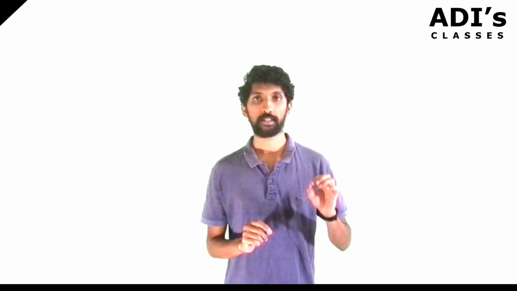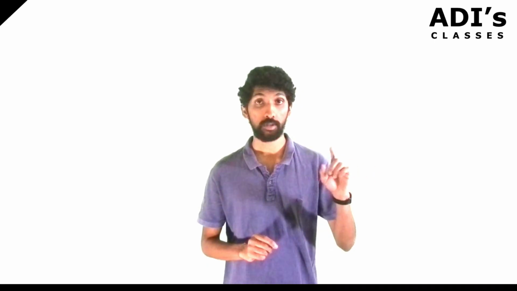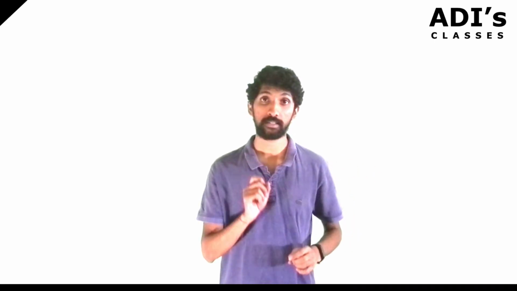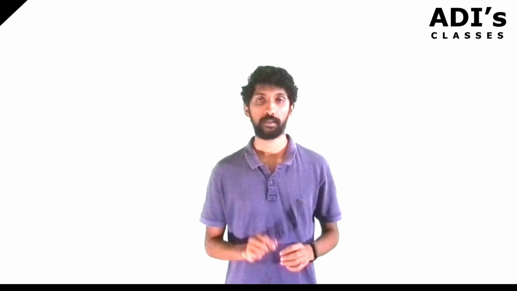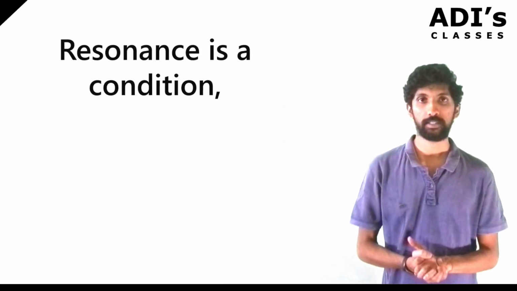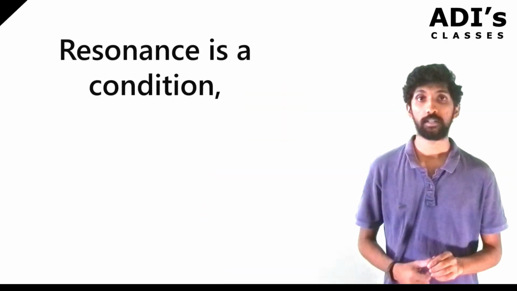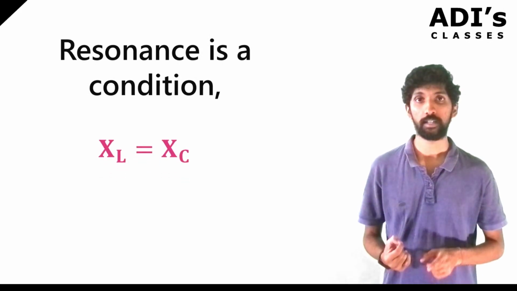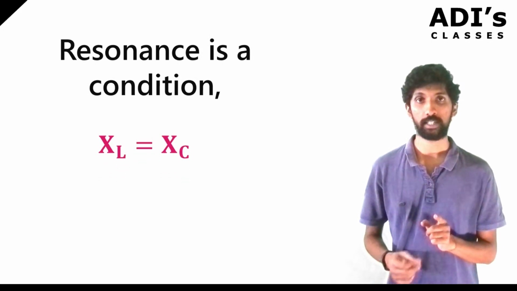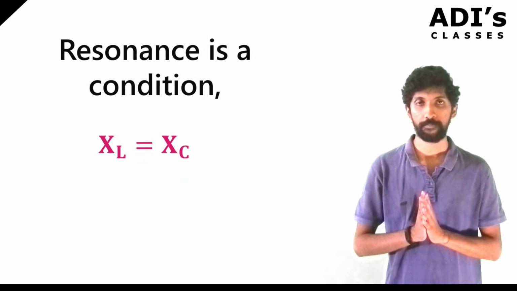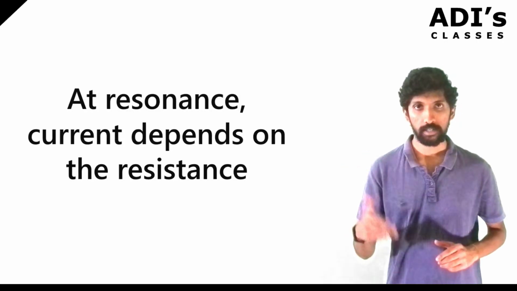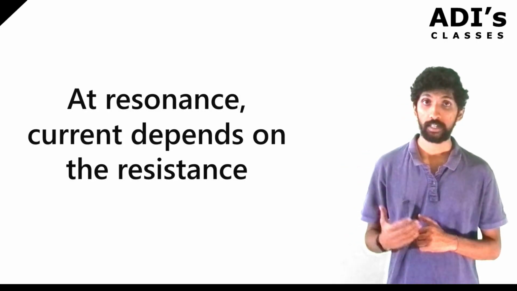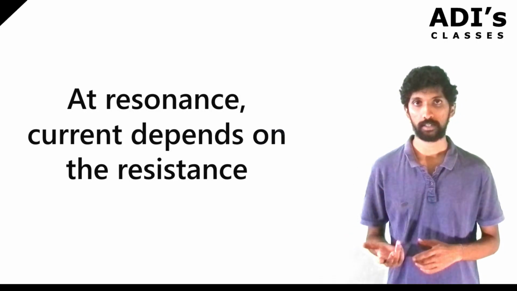Now, in resonance condition, the current through the circuit depends on only one factor, that is the resistance of the circuit. Meaning, at resonating frequency, that is omega naught, the current is maximum and the flow of current in the circuit depends on only one factor, that is the resistance in the circuit, right? So, more the resistance you have, lesser the current flows through the circuit and vice versa, correct?